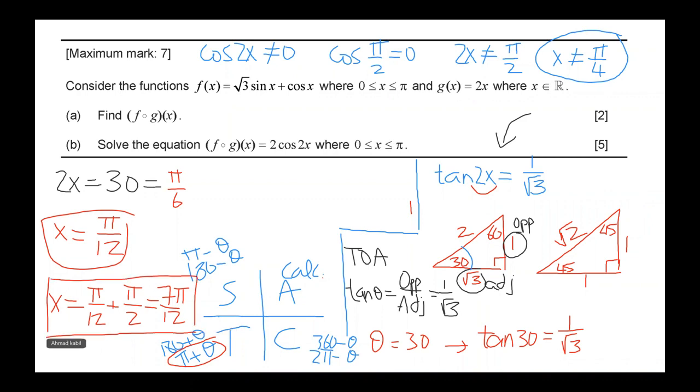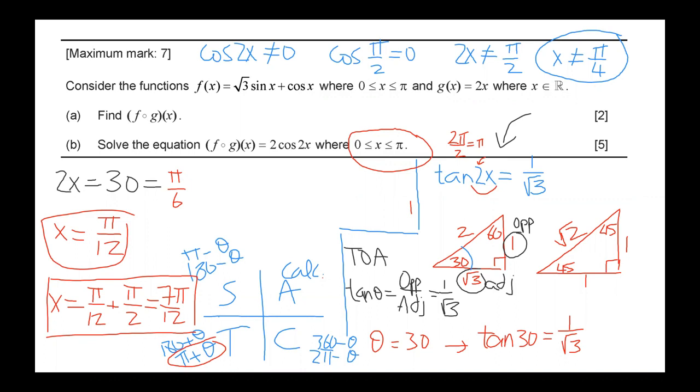Now, my domain exists between 0 and pi, so I should check whether there are any extra values by adding the period. So what is the period here? The period in normal cases is 2 pi. But again, I have to divide by the number next to the x. So I divide by 2, and then that gives me pi. So I am allowed to add or subtract pi from any of my values and check whether this still gives me something that lies within the domain.